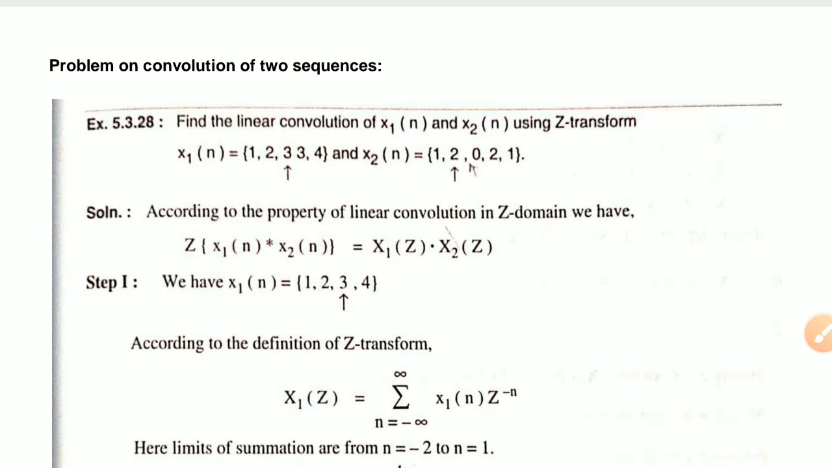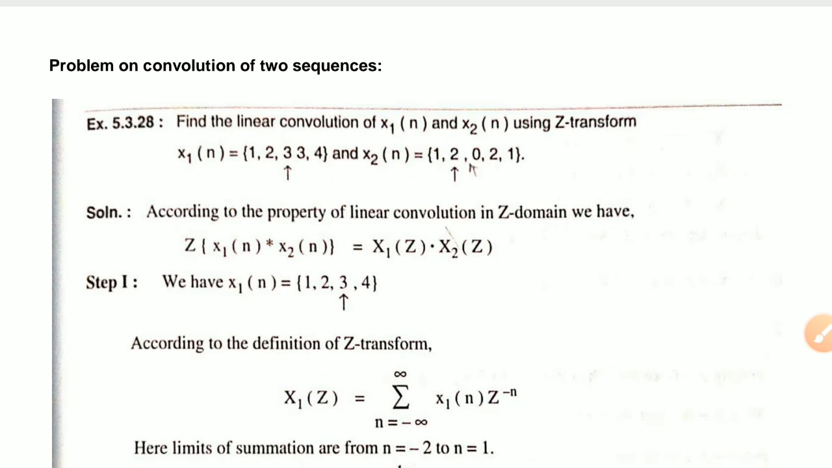So let's start this session. Up till now we have solved so many examples on the definition of the Z transform, and also on the linearity property and differentiation property of the Z transform. Along with that, today we are going to solve one example. It is a little bit lengthier example on the convolution of the Z transform. If you prepare only this example, you can solve so many examples on this convolution of the Z transform.